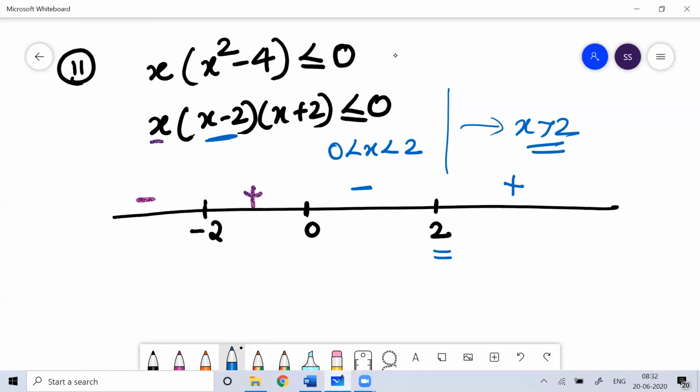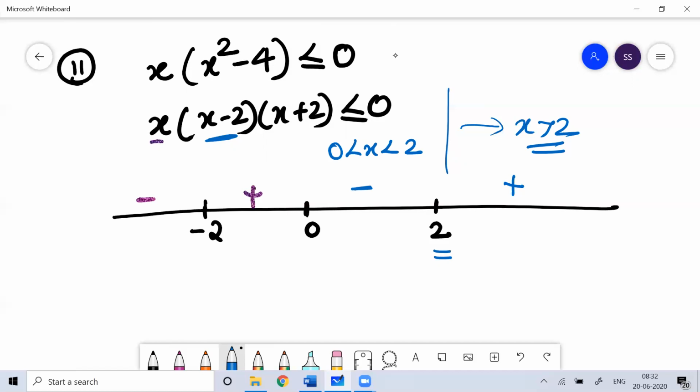So suppose x is 1. Then x is positive, 1 minus 2 would be negative, and 1 plus 2 would be positive. So positive into negative into positive will give you a negative value.